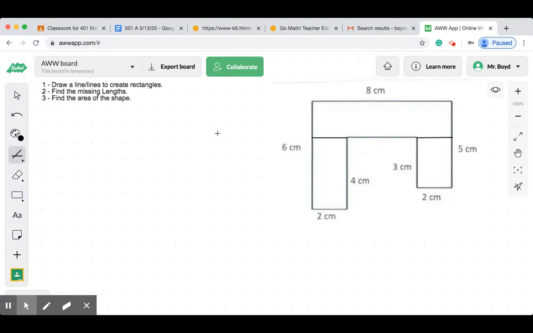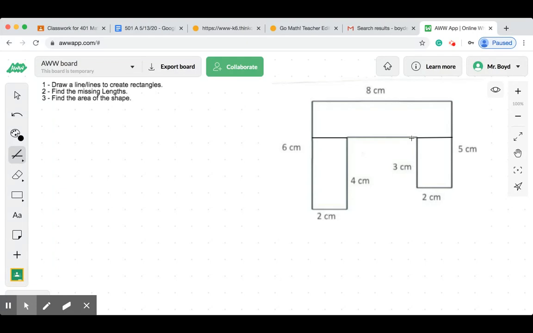So where are my missing lengths? The way we're going to do this is you're going to look at every length until you find where one is missing or multiple could be missing. So if I look here, I see this is labeled 6 centimeters. This is labeled 8 centimeters. This is labeled 5 centimeters, so still no missing. This is labeled 2 centimeters.